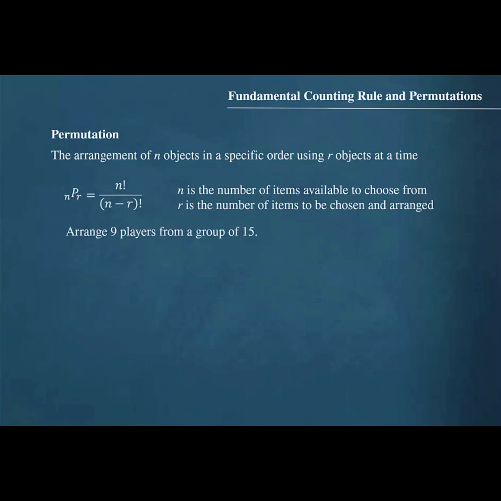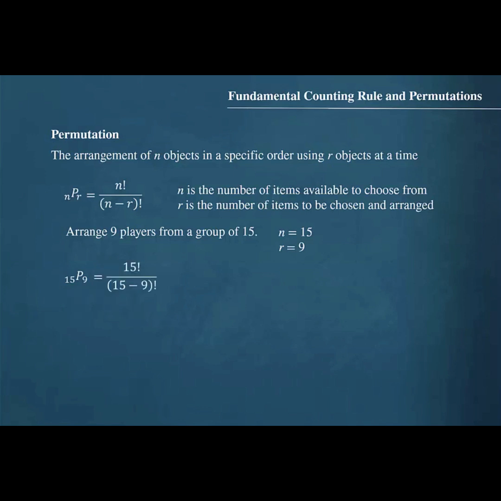Designing a batting order is basically an arrangement of 15 objects taken 9 at a time. We are to arrange 9 players from a group of 15. n will be the number of items to choose from, which is 15. And r, which is the items to be chosen then arranged, here will be 9.